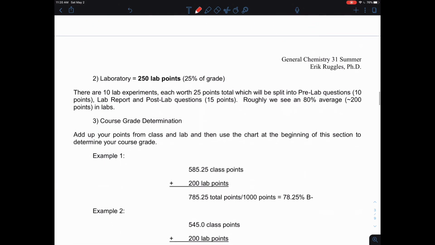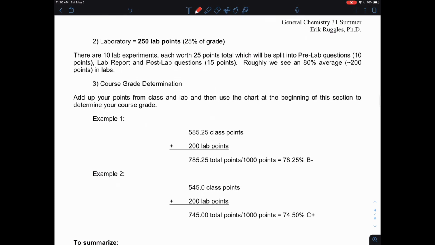The lab has 250 points, 10 lab experiments. Each lab is worth 25 points, 10 points for pre-lab and 15 points for post-lab and lab report. And then you just basically add everything up and see where you fall as far as the grade ranges that we had up above earlier.